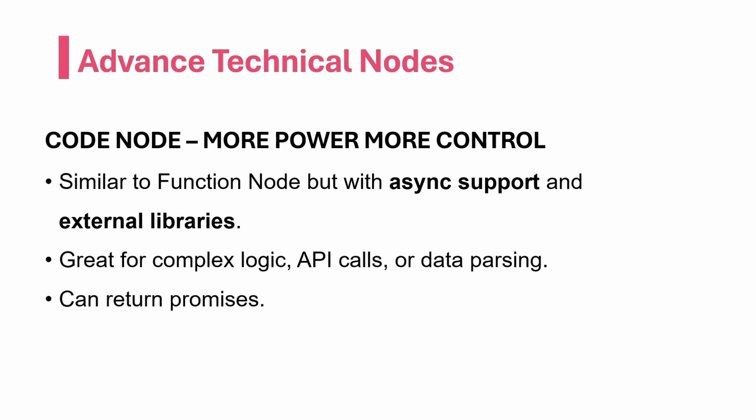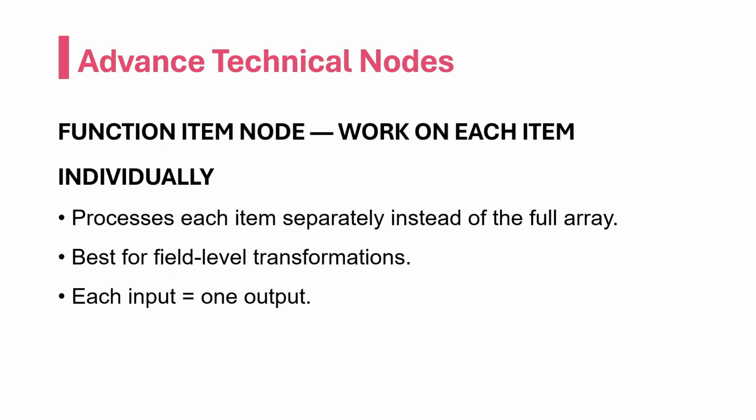Basically, I would like to say that the function item node is more convenient than the function node when it comes to doing the task very efficiently, as each input is equal to one output format. Once your one input is correctly returned as the output, then it will take the next process. Otherwise it will still be stuck at that particular item, and you have to deal with the error in order to move to the next one.